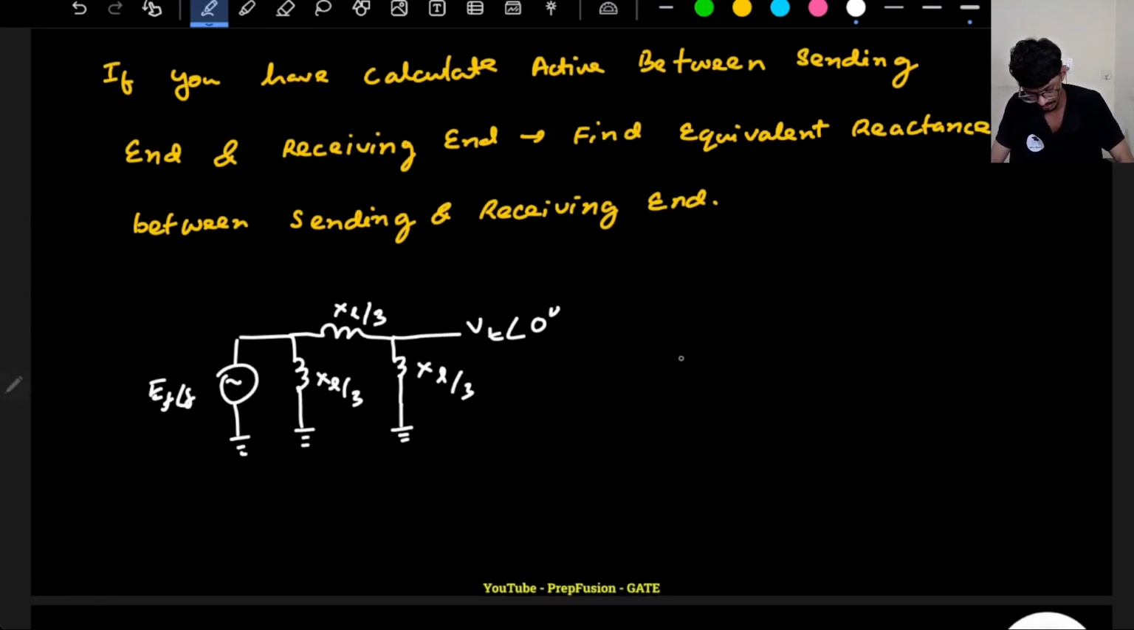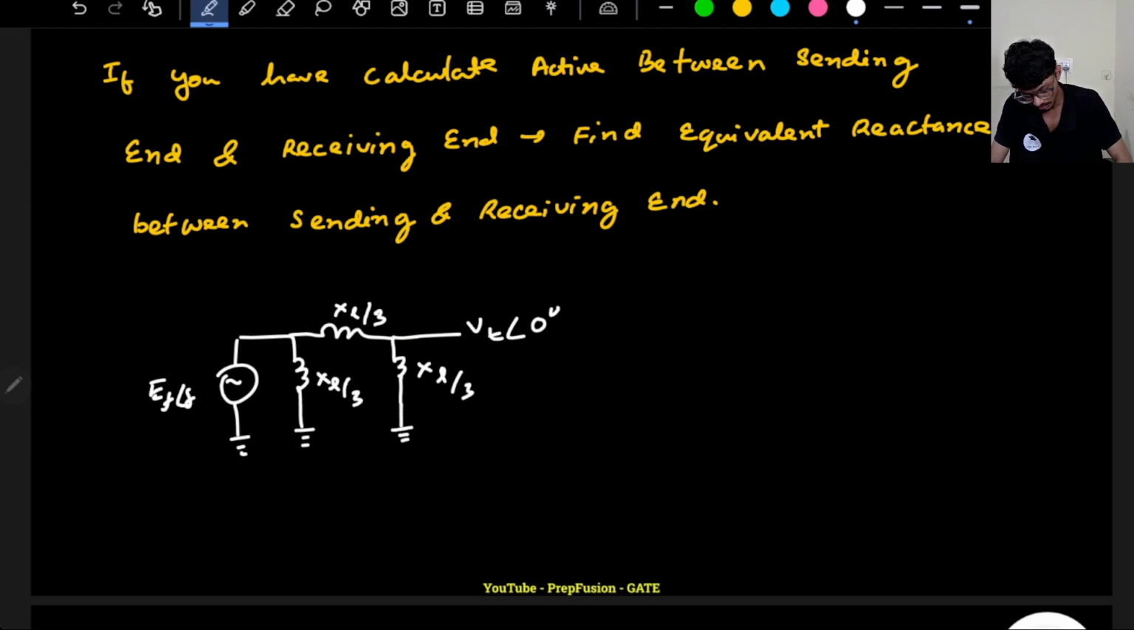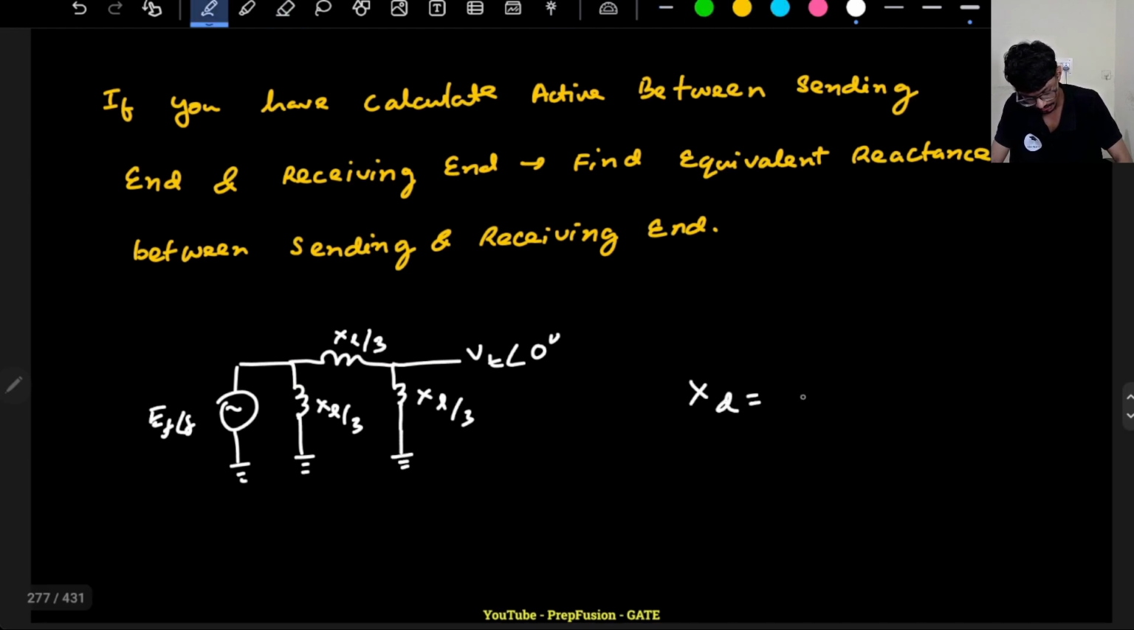So basically my power expression will be this. Remember, whatever is the equivalent resistance from this point to this point, that is the most important portion. Due to that only the power will be there. So basically your xd dash will become xd plus xl by 3. Why we added it, I have already discussed. Leakage reactance same, right? Your xq dash will become xq.